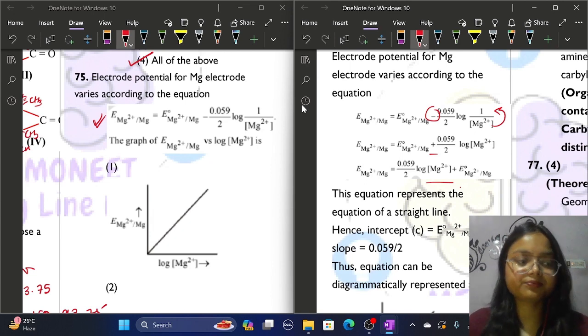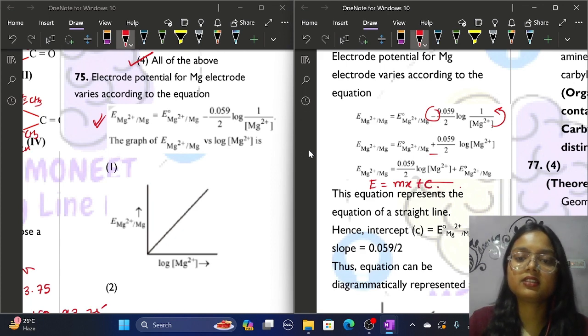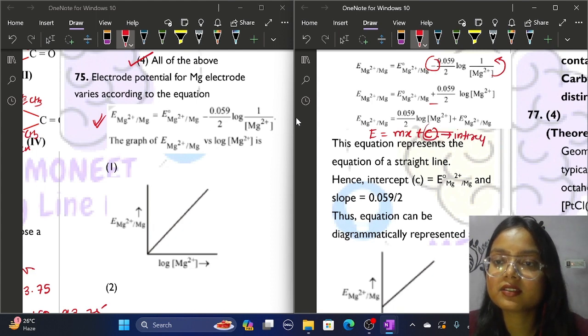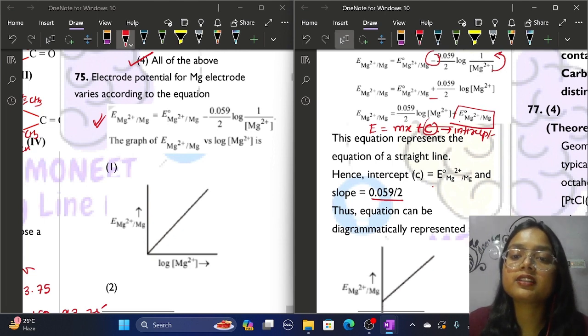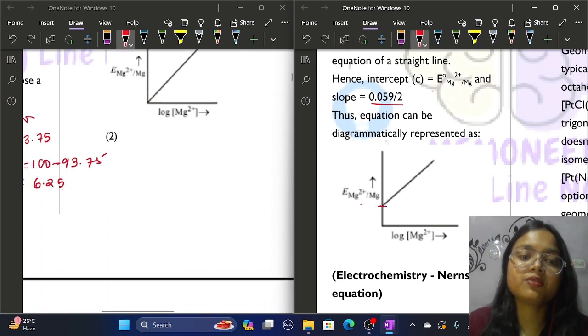So what is the equation? E is equal to mx plus c. Where c is the intercept. The intercept is E naught of Mg2+/Mg, and the slope is 0.059 by 2. So diagrammatically, what is the graph? This will be the graph. Okay, it will start from here in the option which is the correct one.